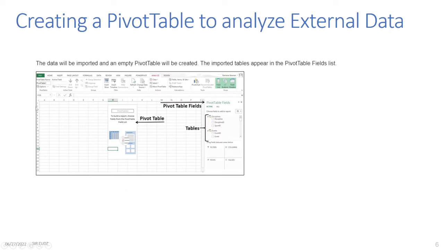The data will be imported and an empty pivot table will be created. So this is now our empty pivot table. The imported tables appear in the PivotTable Field List. So these are the field lists.